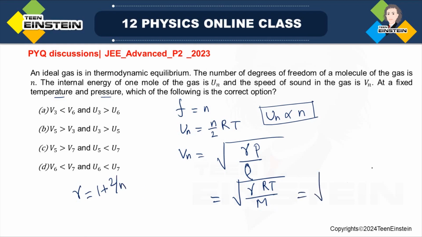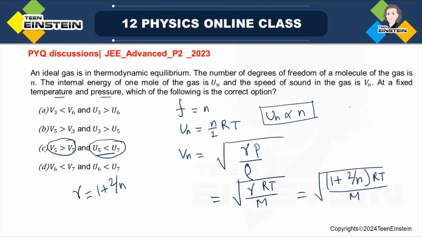Let us put this gamma also here, then I will get the expression for the speed of sound in the particular gas to be equal to the square root of (1 plus 2 by n) RT divided by M. Now look, if we put different values of n from this option C, V3 and V5, which one is greater? Whether V3 is greater than V5 or V5 is greater than V3. Anyway, we know if I take n is equal to 5, U5 will be greater than U3. So I can see here that U5 is less than U7. This is the correct option with the internal energy. Let me cross-check with this.